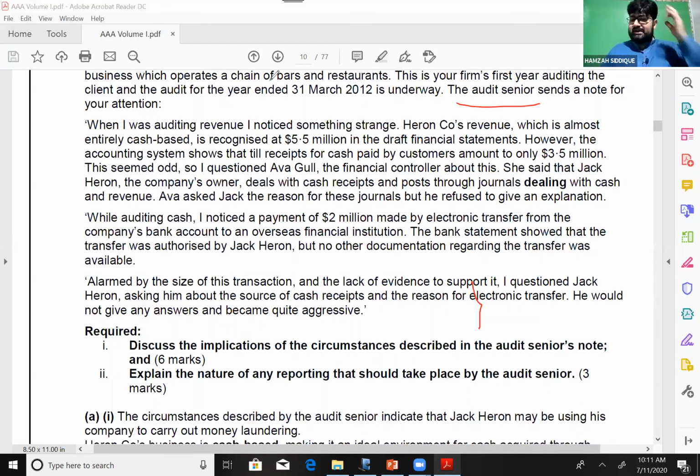So now this matter should be reported to the MLRO. Moreover, they should avoid excessive questioning of the same person, because it may tip him off, which is again a crime. It may tip him off.